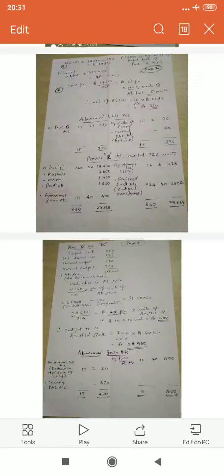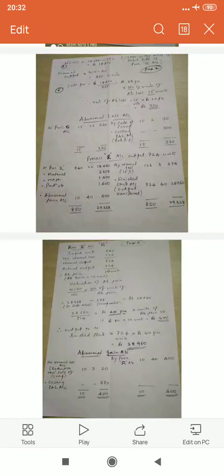Now switching over to the credit side. In the problem it is given normal loss is 5% of input. How much is quantity of input? 1000. 5% of 1000 works out to 50 units. Further, realizable value of normal loss is also given in the problem. Scrap value per unit is 50 paise. At the rate of 50 paise per unit for 50 units of normal loss, amount fetched would be rupees 25.